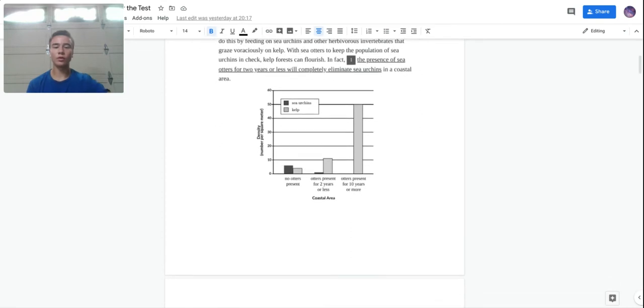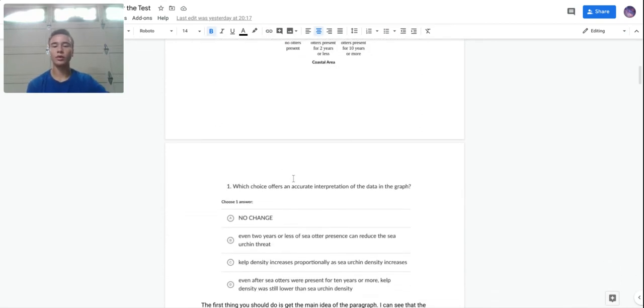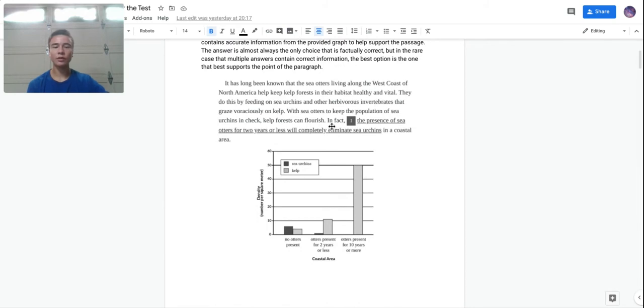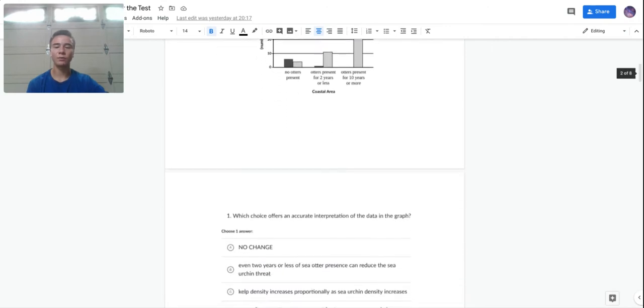So let's look at all the choices to see which one's correct. Which choice offers an accurate interpretation of the data in the graph? A, no change. The presence of sea otters for 2 years or less will completely eliminate sea urchins. We can see that in the column where it says otters present for 2 years or less, they do a great job of reducing the urchin population, but they're not completely eliminated. So A is not correct.